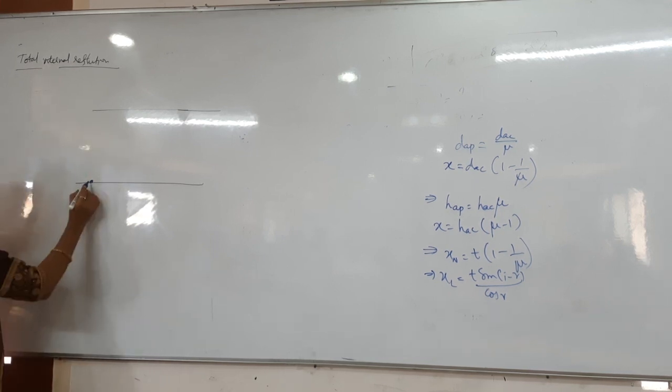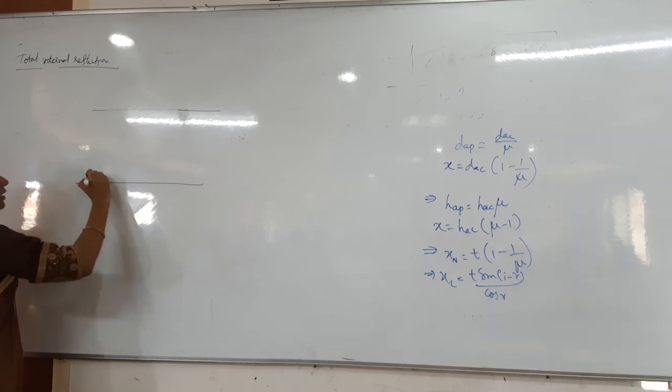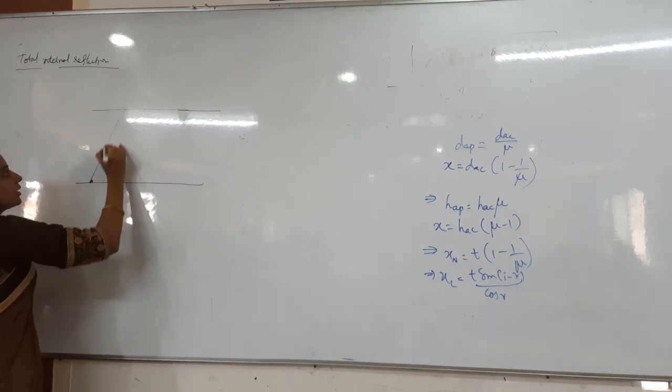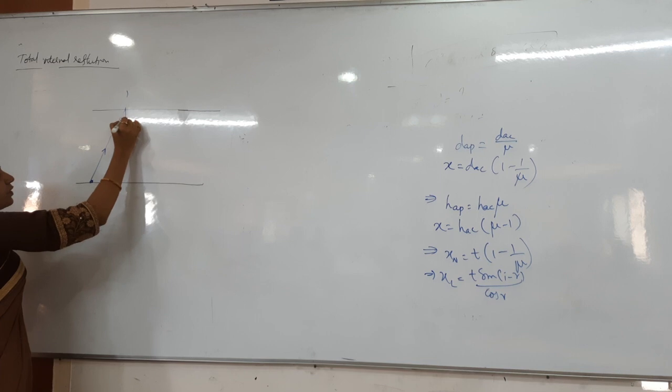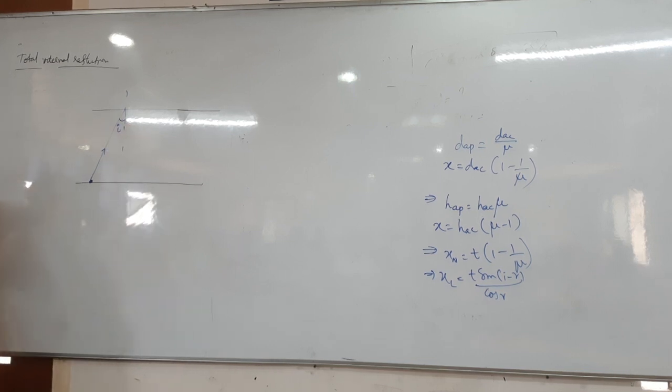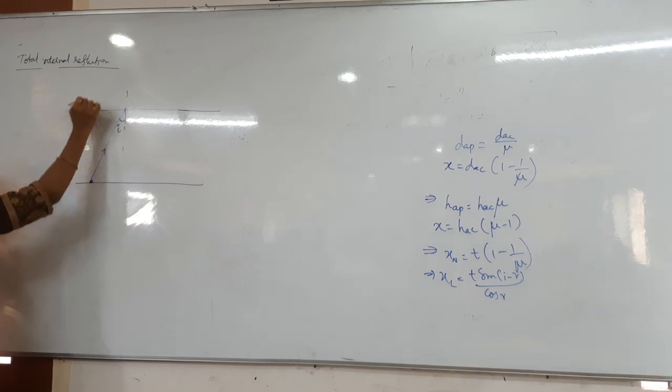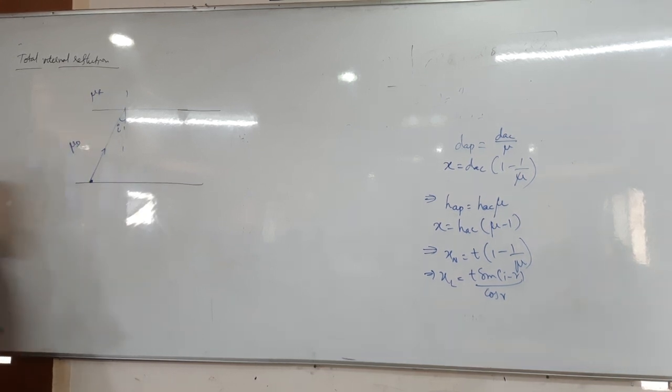Now, whenever I have taken the point source here, at that time I am getting one incident ray like this. With respect to the normal, what is the angle here? The angle of incidence is I. This is the denser medium, mu denser, and this is the rarer medium. Whenever the light is entering from the denser to the rarer medium, then what happens? Away from the normal.